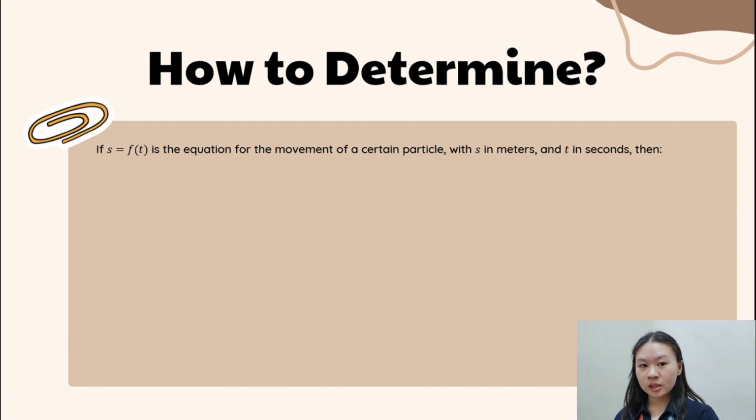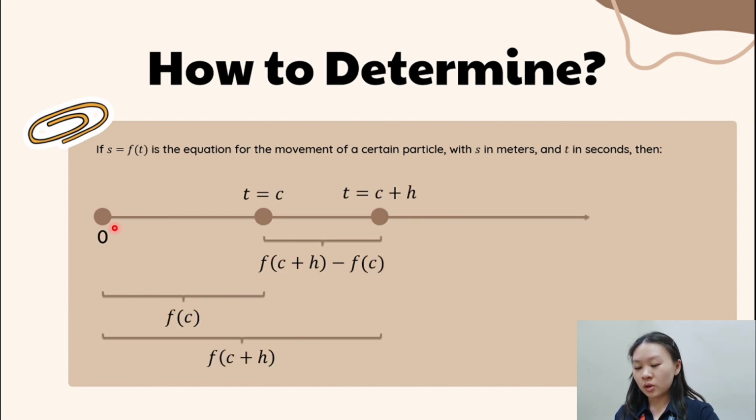If we have s equals f(t) as the equation for the movement of a certain particle, with s in meters and t in seconds, then we can have this graph. This is when time is equal to 0, this is when time is equal to c, and this is when time is equal to c plus h.